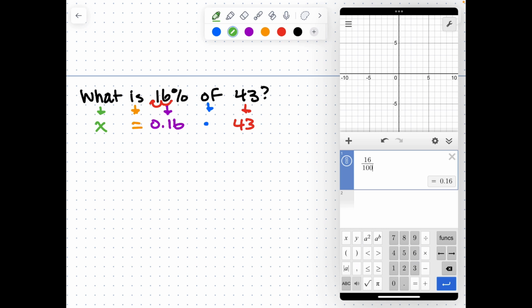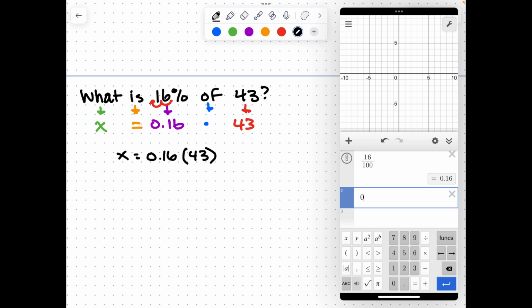Kind of like the 3 was. It was the smaller version. 16 is less than 100, so our quantity is smaller than the total. Our equation we're working with, x equals 0.16 times, since we have decimal in here, I'm going to use the parentheses, 43. Now, there's not actually a lot of algebra in this. My x is already isolated. So I just say, okay, what's 0.16 times 43? 6.88. So what is 16% of 43? Well, 6.88.